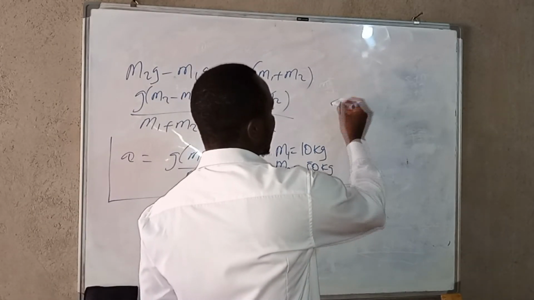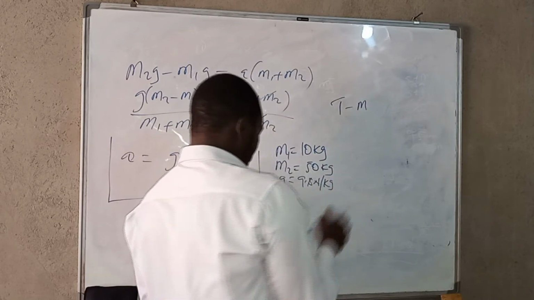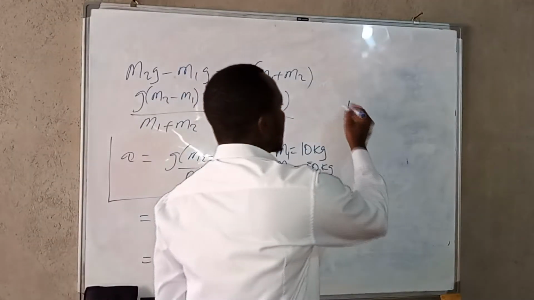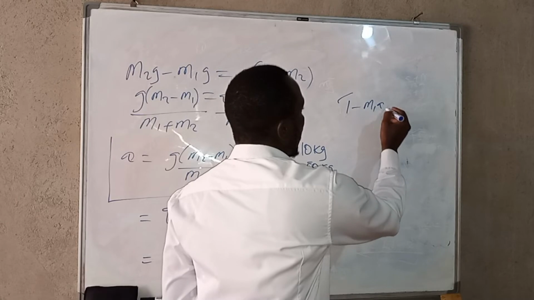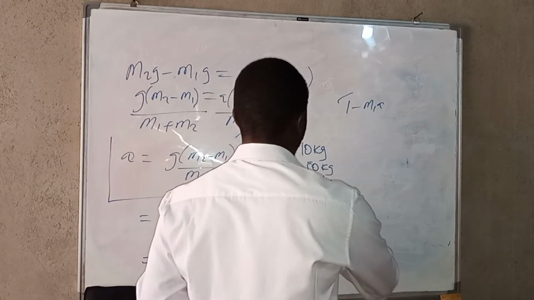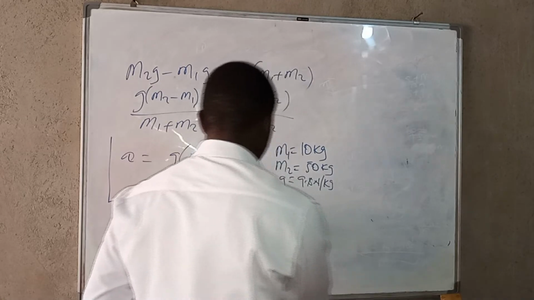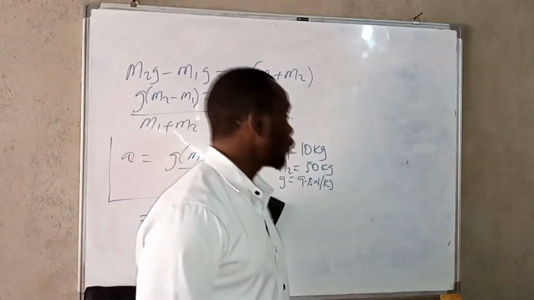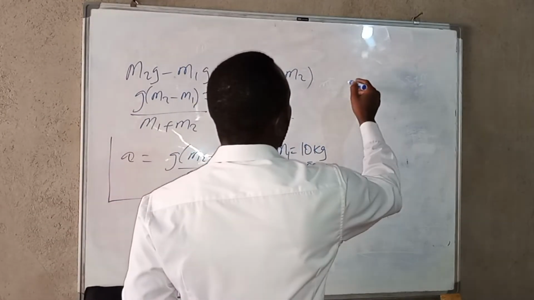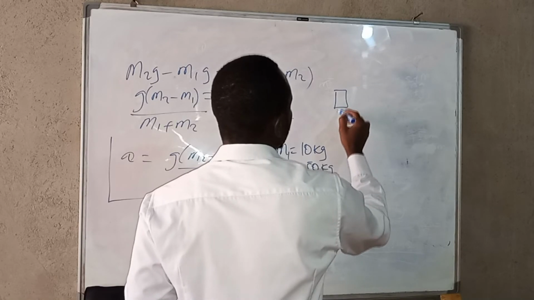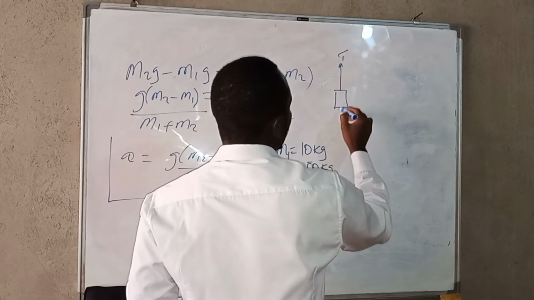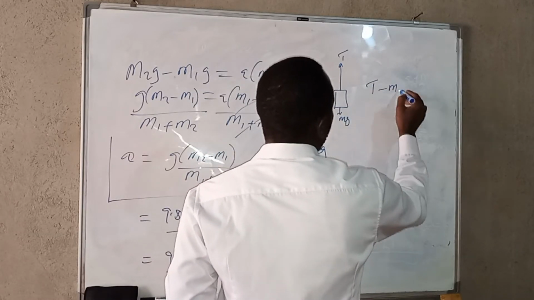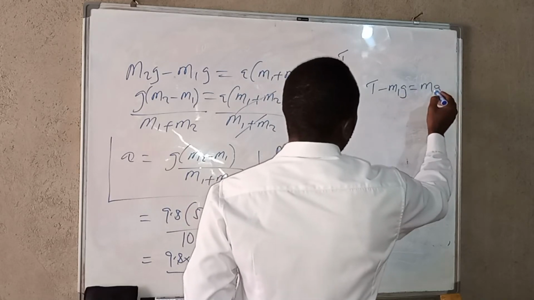From equation 1, we found that T minus m1g. To find the tension, use either equation 1 or equation 2. So from equation 1, we had T, then we have here mg. So we have T minus m1g, which will give us m1a.